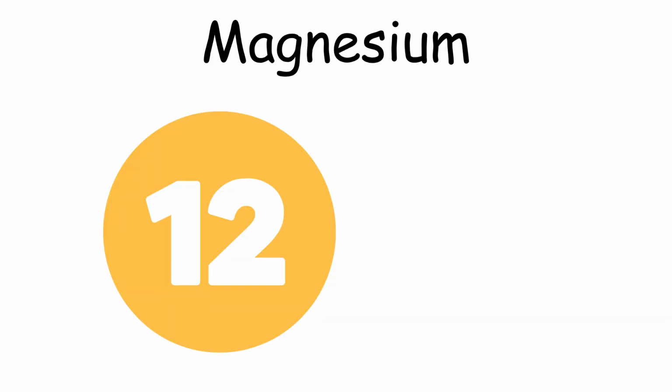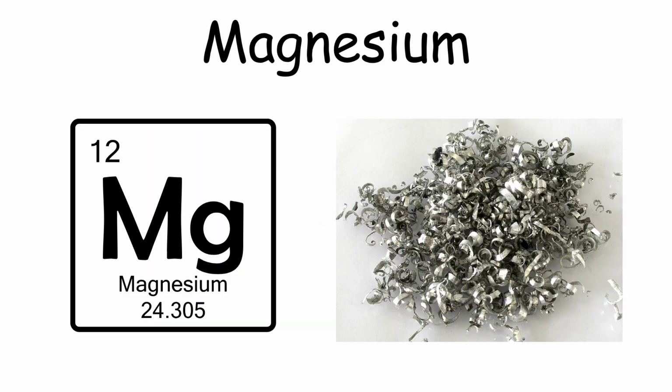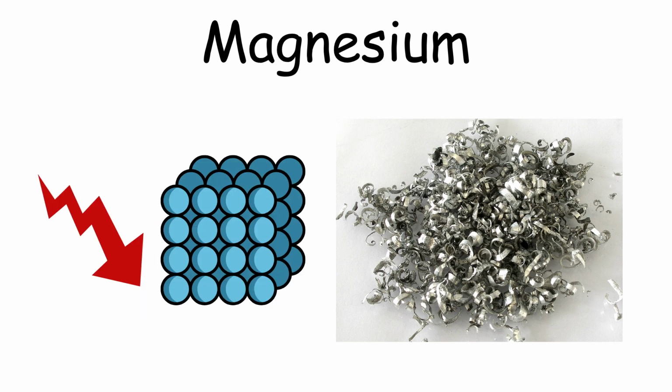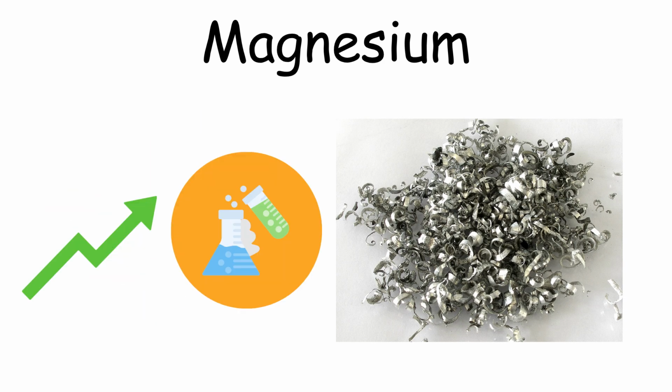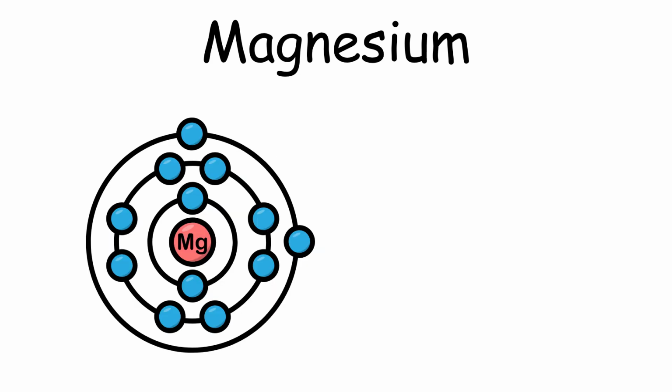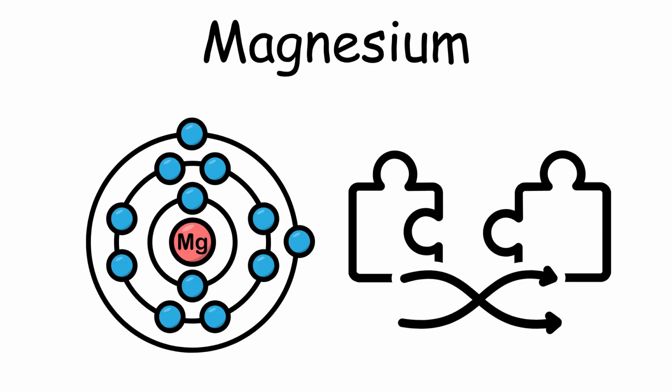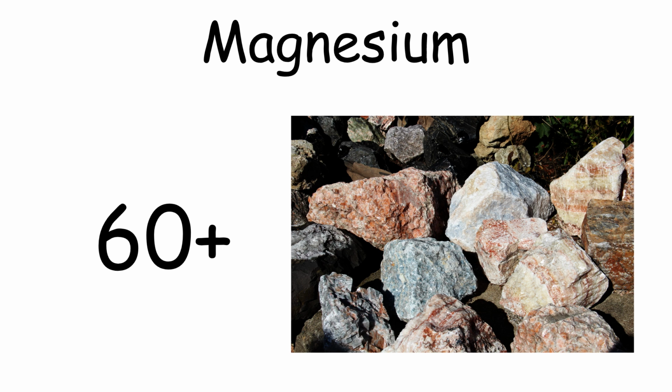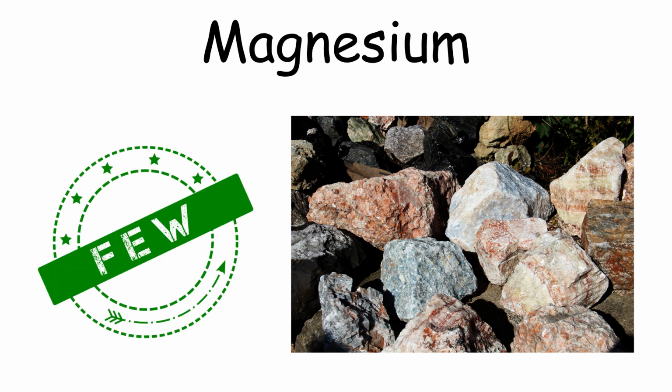The 12th element with symbol Mg, magnesium, is a shiny gray metal with a low density, low melting point, and high chemical reactivity. It occurs naturally only in combination with other elements, being found in more than 60 minerals, though only a few are of commercial importance.